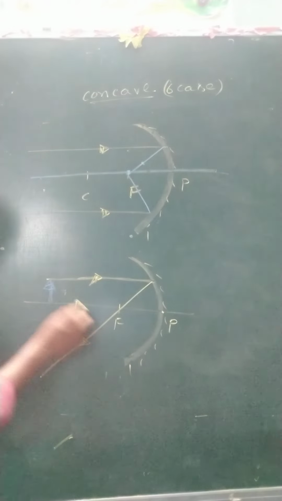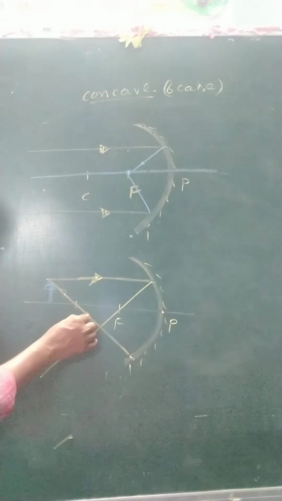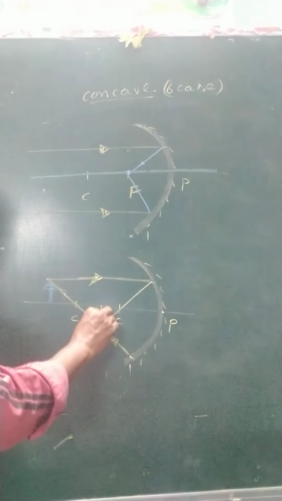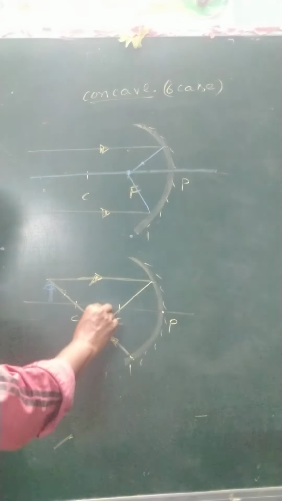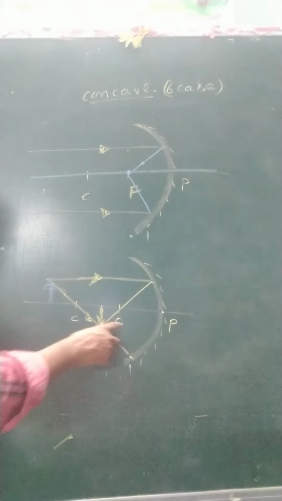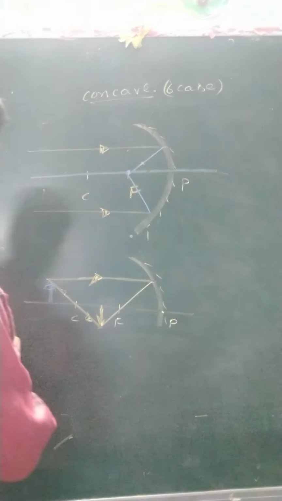Now another ray you have to consider, which is passing through the center of curvature, like this one. A ray passing through the center of curvature bounces back only. So here the image is forming. That means object beyond C, image is between F and C. Okay.